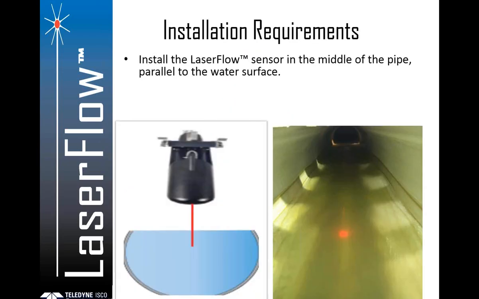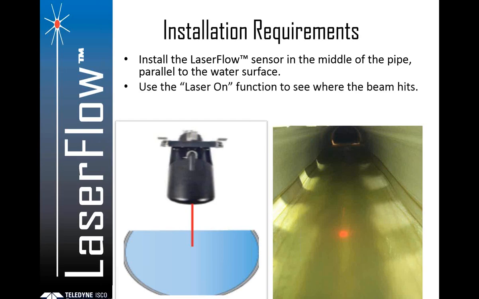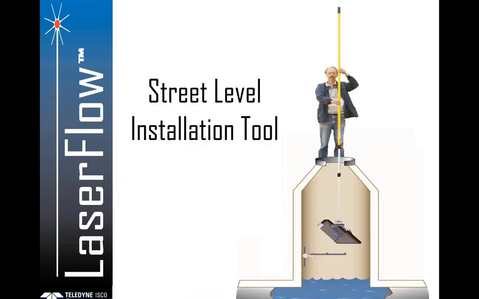We also have a laser on feature, so once the sensor is positioned in the flow stream, if you want to see immediately where that laser focus is hitting, either through the keypad and LCD on the meter or through your laptop screen, you can toggle the laser on feature on and off to see exactly where it's going to be measuring. There's also a nifty street level installation tool available for the laser flow.